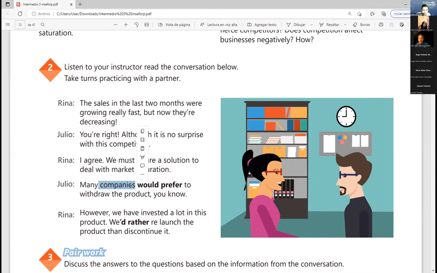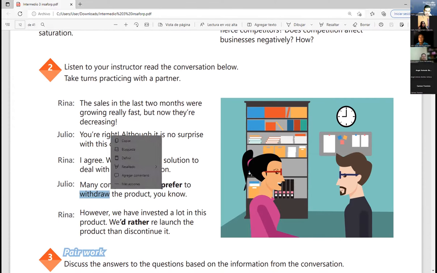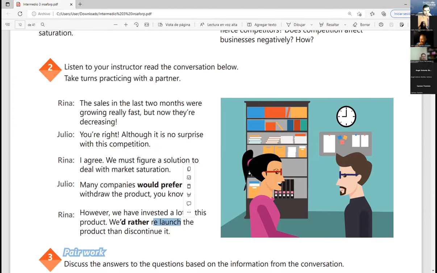Companies? Compañías. Empresas. Yes. Empresas, good. Withdraw. Retirar. Okay. Launch. Lanzar. Un lanzamiento, un launching. Relanzar. Exactly. Okay, and how about invest? This is in past participle, but the infinitive is invest. Es como invertir. Invertir. Okay, for example, if someone asks, how do you invest your time?